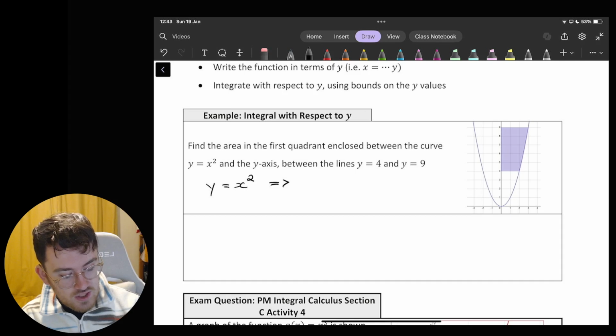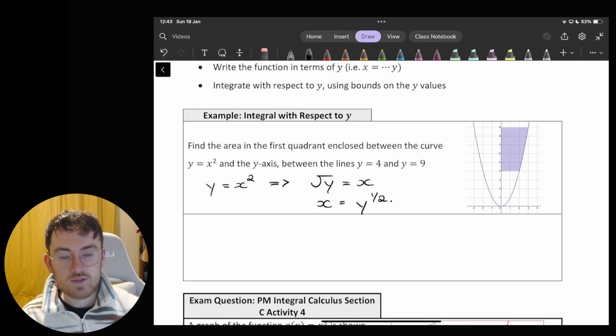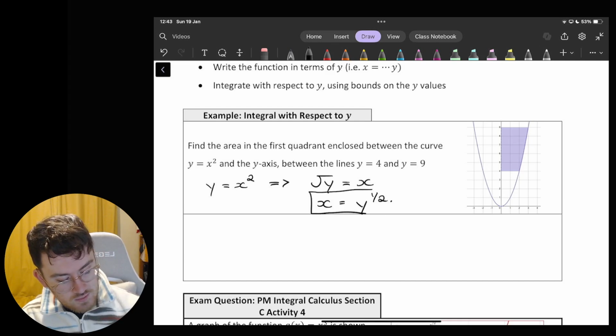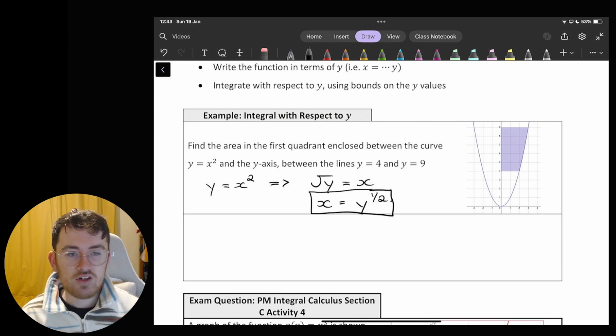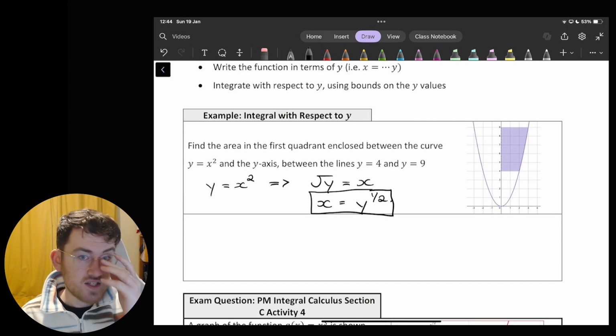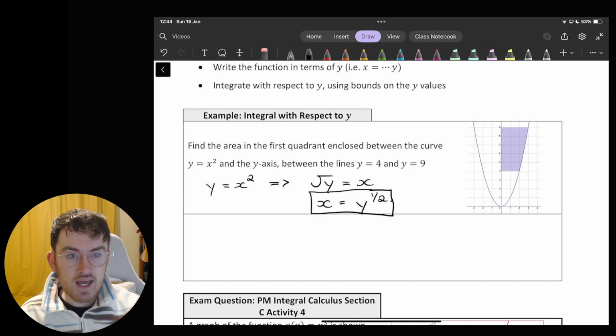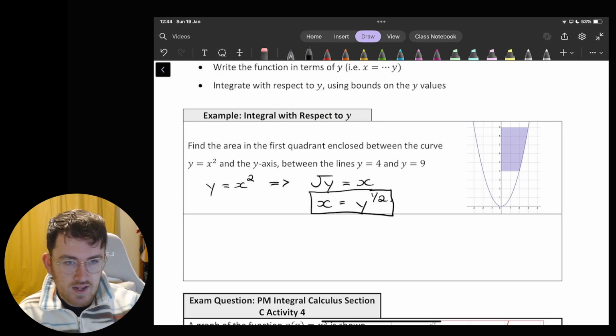If I want to rearrange that function, I would do square root of y equals x, and then to make it easier to integrate, I would express that as x equals y to the power of a half. So the function has been re-expressed as x equals y to the power of a half. All that really means is our usual functions give us a y value for the x values we supply, whereas this function, the way it's been expressed, is giving us x values for the given y values.